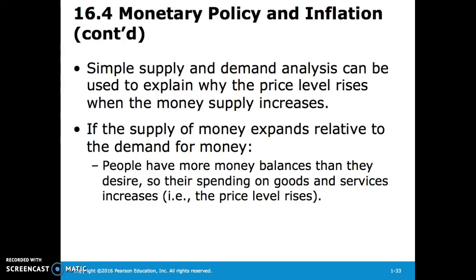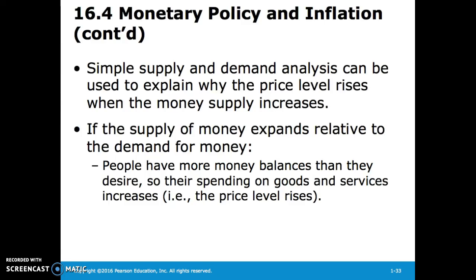Simple supply and demand arguments can be used to explain why the price level rises when the money supply increases. If the supply of money expands relative to the demand for money, people have more money balances than they desire, so their spending on goods and services increases, i.e.